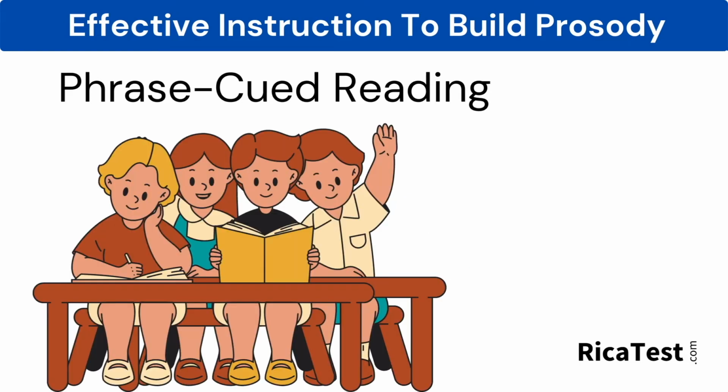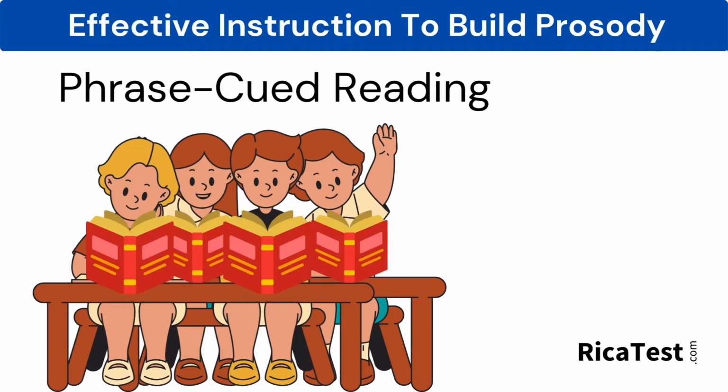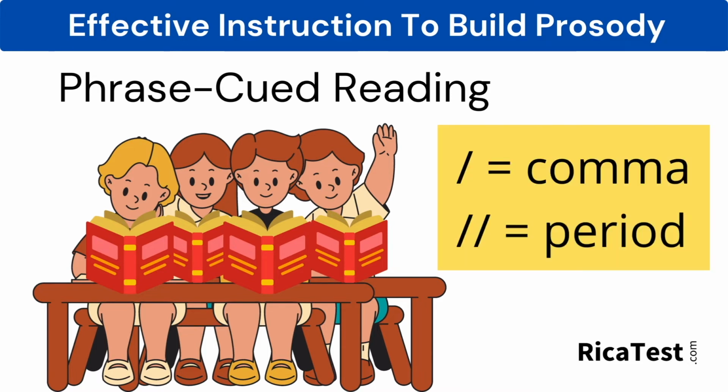Remember, that's expression. The first step is where the teacher creates small reading groups based on sharing the same independent reading level. The teacher then provides the small group of students with the same text, which should be around the same length, somewhere between 50 and 200 words, depending on grade level and independent reading level. Now, what sets phrase cued reading apart from simply reading the same text together is that the teacher has pre-marked the passage that will be read with either one forward slash, which signifies a comma, or two forward slashes, which signifies a period or a full stop.